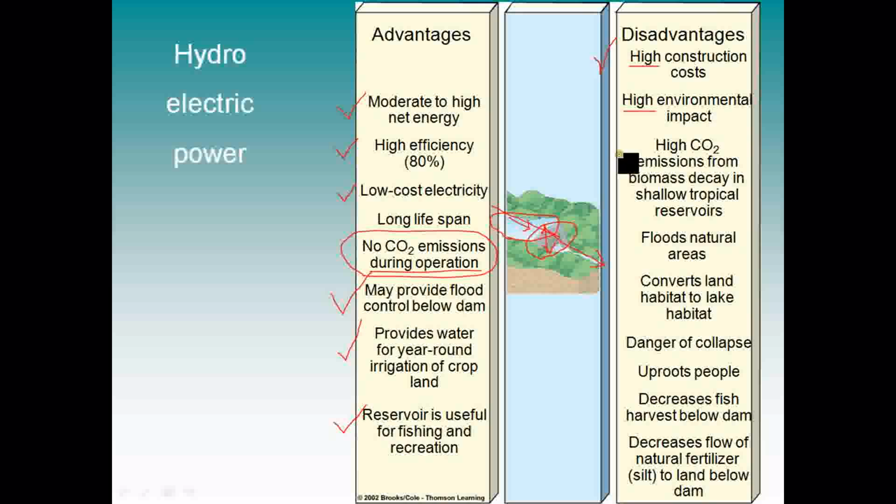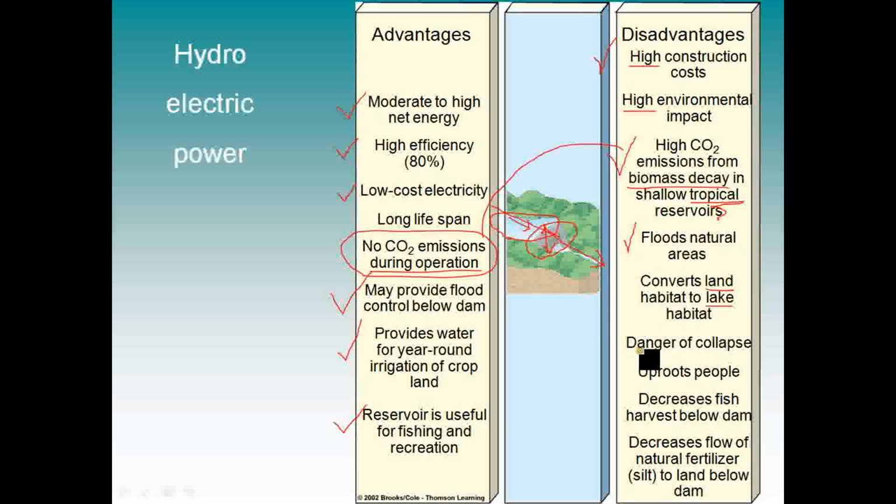In fact, scientists believe, more than one study has indicated, that even though we say there's no carbon dioxide emissions, the fact is all of that, all those trees and grass that you covered with water is now going to start to decay, and during that biomass decay, it happens anaerobically and methane is released, especially in tropical regions. That methane, of course, is a far stronger greenhouse gas than CO2 is. It floods natural areas. It converts land to lakes.